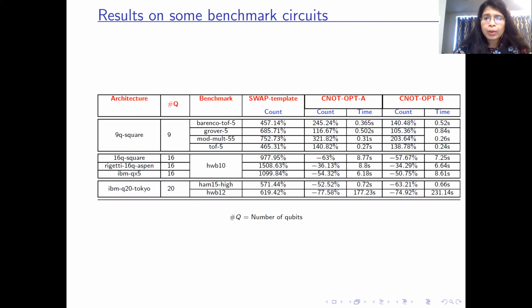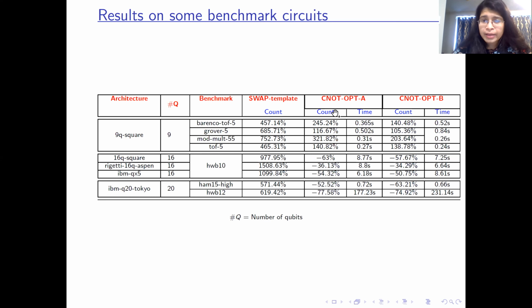We implemented our algorithms on some benchmark as well as some random circuits. These are the results. So these are the architectures we have considered. The second column is the number of qubits of the circuit. These are some of the benchmark circuits. In the fourth column, we have given the overhead if we would have used the swap template. For example, we would have used swap gates, converted them to CNOT gates, then did some optimization, and then we would have had this kind of an overhead.